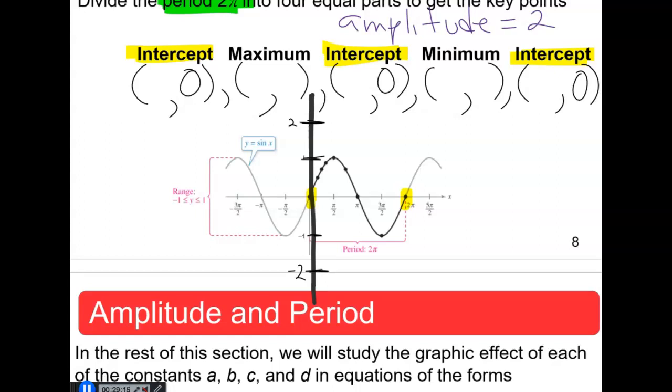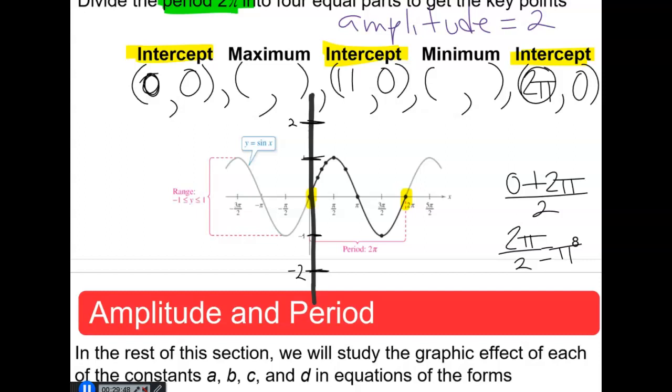So the y coordinate is 0. Now for the x value, that is going to be between 0 and 2 pi. To find the one in the middle, we're going to find the midpoint. We're going to add them, like the average, and divide by 2. And so this is going to give me 2 pi divided by 2, which is equal to pi. And that's how we know here is the value for that.